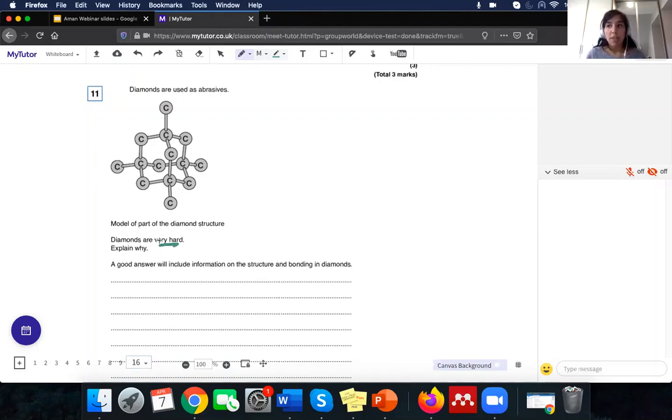So if you think about sandpaper, that's also quite abrasive. So that's almost what the meaning of abrasive is. So diamonds are very hard, and why is that? Everyone is saying that there are these strong covalent bonds.